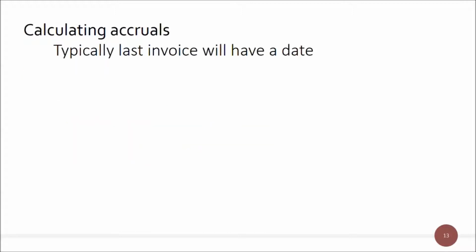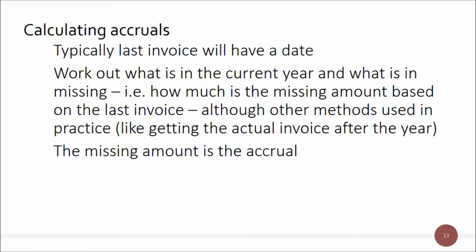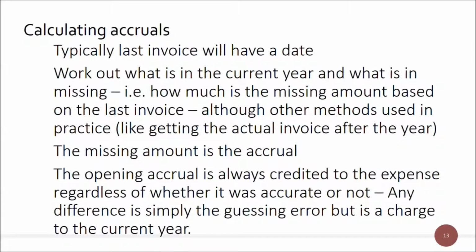So in terms of calculating our accruals, and again, typically the last invoice you're going to see in the exam is going to have a date. So it's going to say it's for 5 months up to the 30th of November, let's say, and there'd be 1 month then where we're missing, and we would take that invoice and divide it by the 5 months. So what you're going to do is work out what's in the current year and what's missing, and then use that last invoice to factor up what that missing amount is worth, and the missing amount is the accrual.